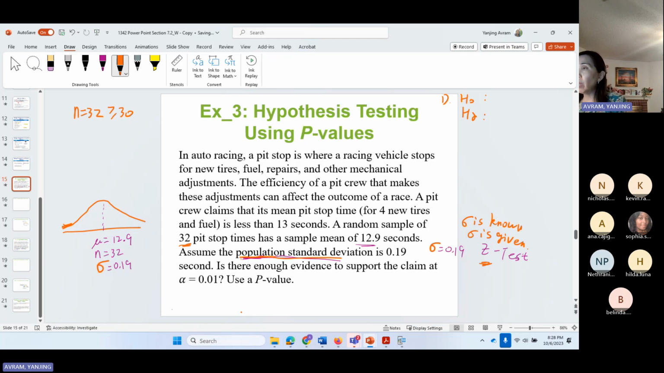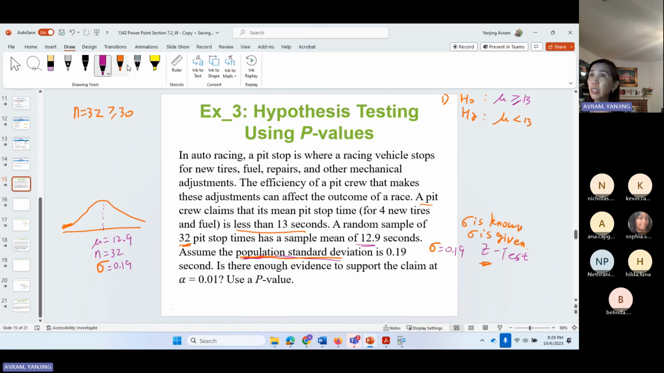So where is the null hypothesis here? This tells you the pit crew's average stop time is less than 13 seconds. So mu is less than 13 seconds. Less than should go into the alternative because it doesn't include the equal sign. The complement of less than is greater than or equal to, so that will be my null hypothesis. The null hypothesis always includes the equal sign.